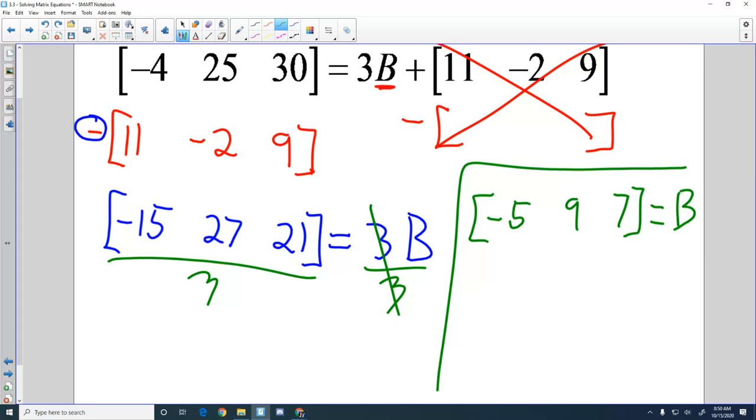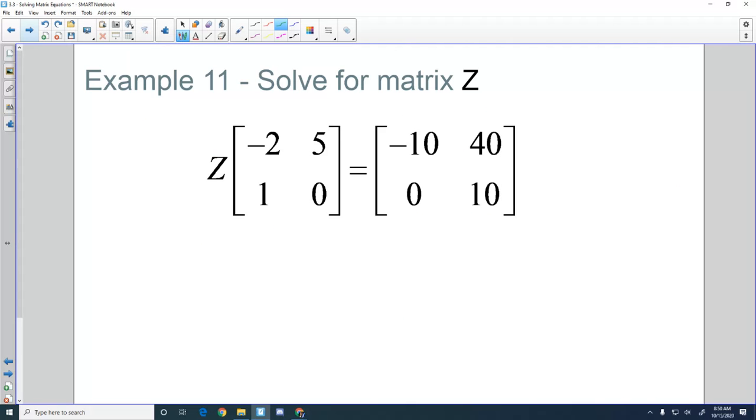So now what happens when two matrices are being multiplied? Let's go ahead and write this down. And now we're going to have to use an inverse. Because on the left side, we're solving for matrix Z. And Z is being multiplied by another matrix. That negative 2, 5, 1, 0. I need to cancel that matrix out. If it were a number, I could just divide by that matrix, but that's not an operation that we have available to us.